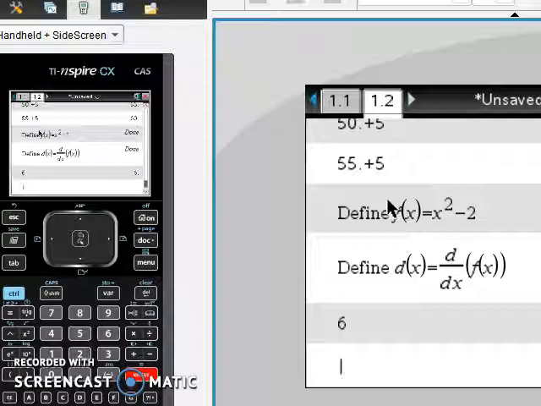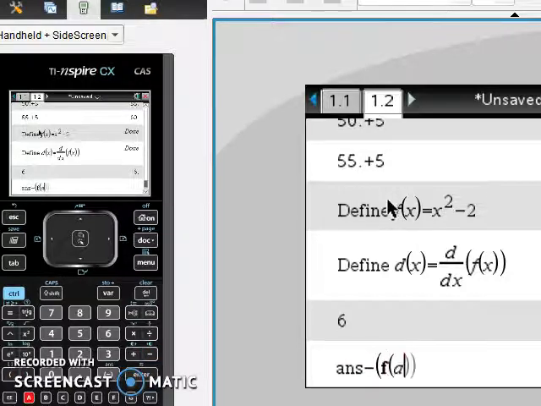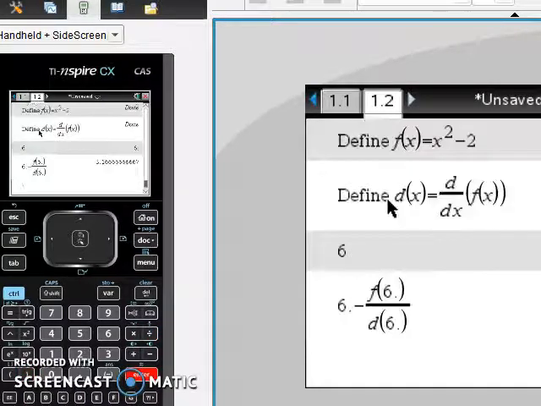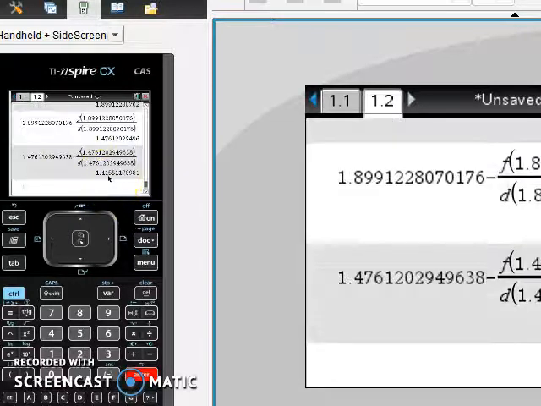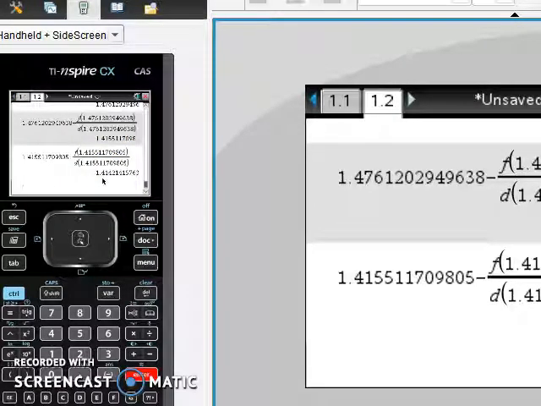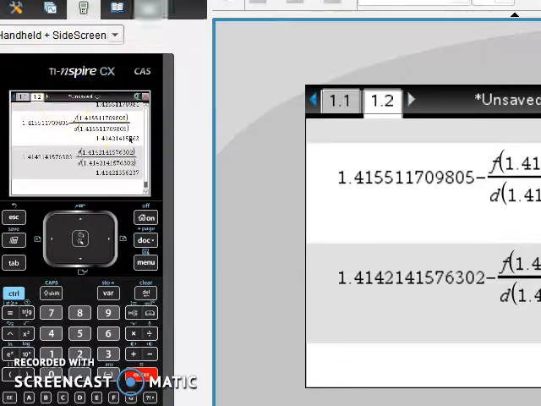Alright. So now I'm going to go answer minus f of answer divided by derivative of answer. Okay, then I get 3.166. Now that's stored as a rule, because the calculator stores it as a rule. Press enter again, I get 1.89. Press enter again, I get 1.47. Press enter again, I get 1.41. Is it approaching the square root of 2? Yes. Okay, it gets closer and closer to the square root of 2. So that's how you do it with the calculator.